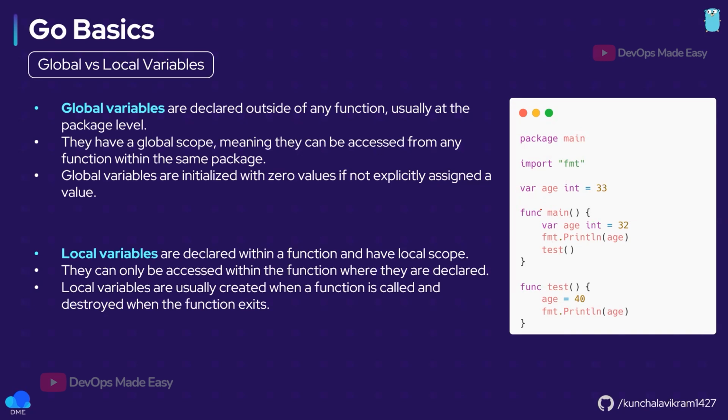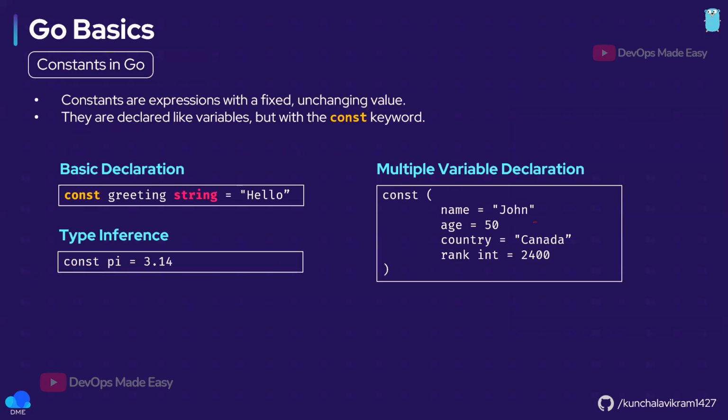You'll use global variables if all the functions have to use a single value. You can use a local variable if you want to create a variable and use it inside that function, and you don't care about accessing that particular variable outside the function. So those are globals and locals.